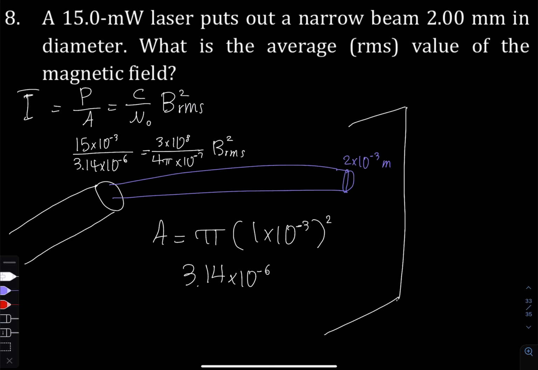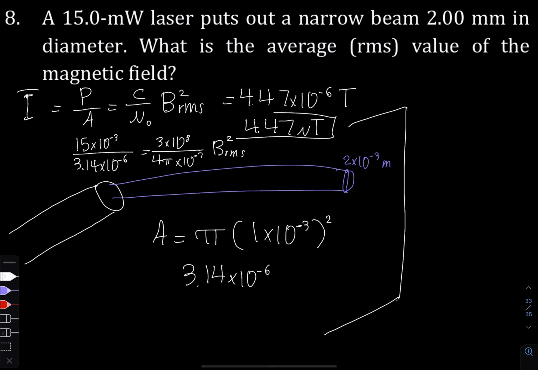The answer will be something close to 4.47 times 10 to the negative 6 Tesla, or 4.47 microtesla. So that's the answer here.